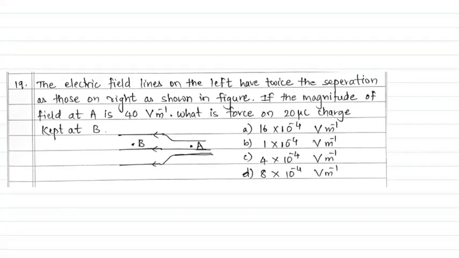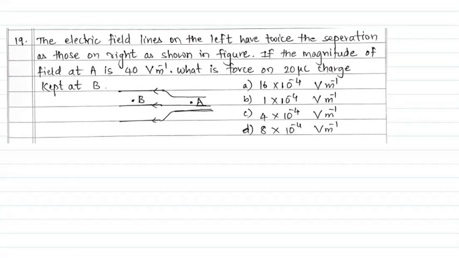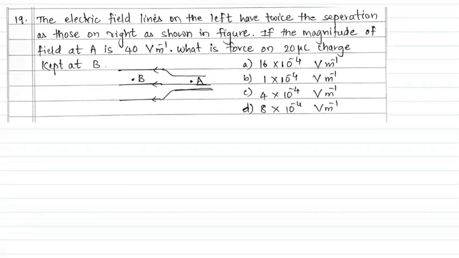19th, the electric field lines on the left have twice the separation as those on the right. So here, if the separation is R, there the separation is 2R. If the magnitude of electric field at A is 40 volt per meter, you are required to find the force on the charge at B.